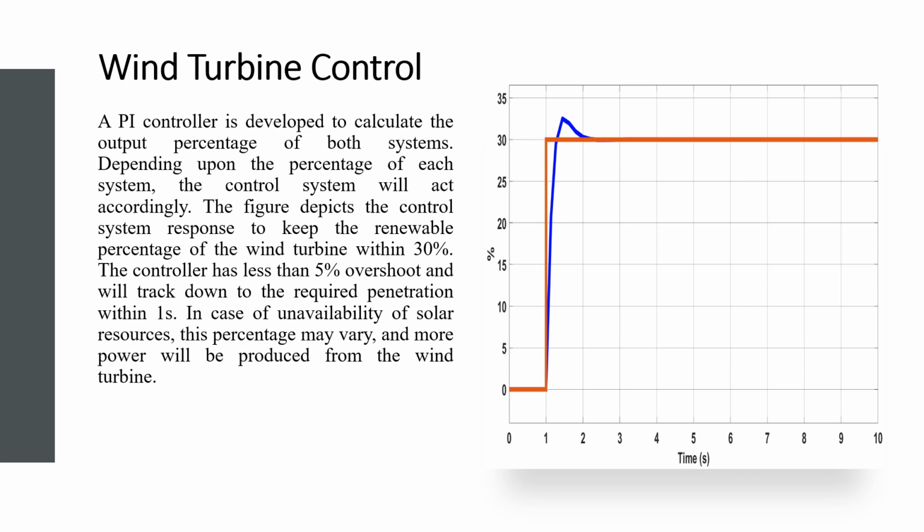So the controller has less than 5% overshoot and is accurately tracking the penetration of the wind turbine. But in case of unavailability of the solar resources, the percentage may vary, and then the control system will allow the wind turbine to operate at more than the 30% level.